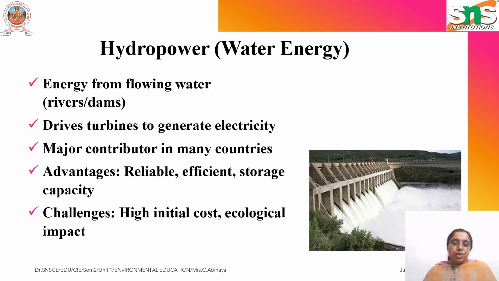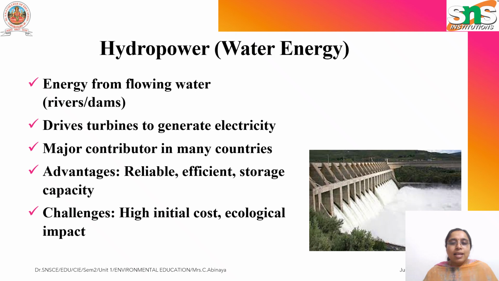So hydropower energy. Hydropower uses the energy of moving water from rivers, dams or waterfalls. So water flows through turbines which spin to produce electricity. Major dams like the Bhakra Nangal in India generate huge amounts of hydropower. So when you take the advantages, there are many advantages under this hydropower. It is very efficient and it is reliable, and dams can store water for irrigation and drinking purposes. So no fuel is required obviously.